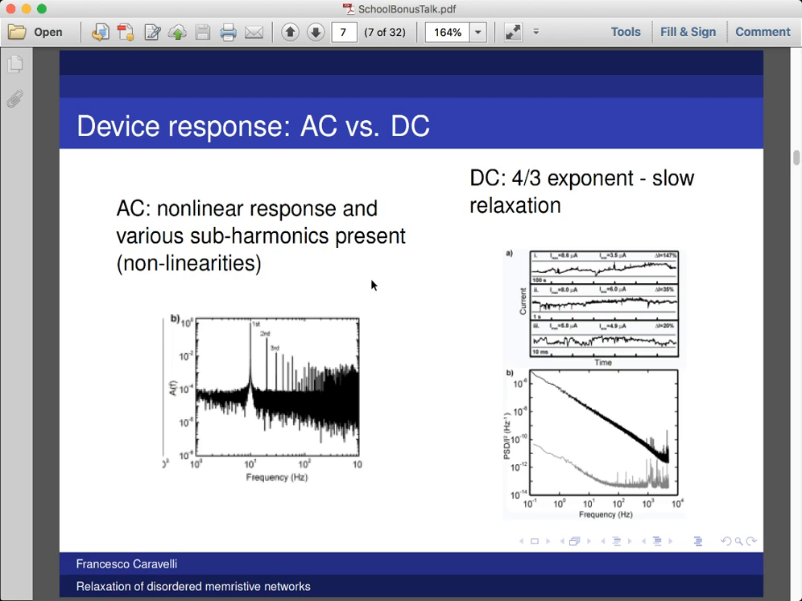When you apply a sinusoidal input to the system, you observe several subharmonics, meaning that there are nonlinearities in the system, like in the figure here on the left. Meanwhile, when you apply a DC, so a constant voltage, to this component, you observe a very slow relaxation and a 1 over f type of power spectrum, which usually hints that there is some complex internal dynamics.